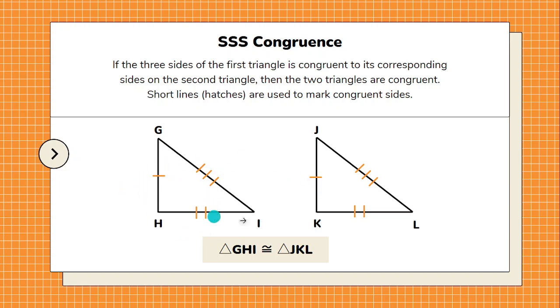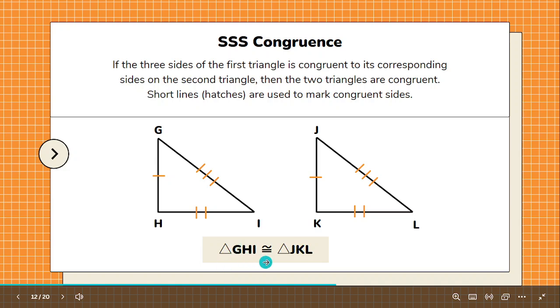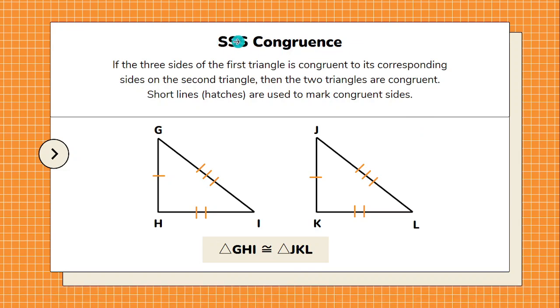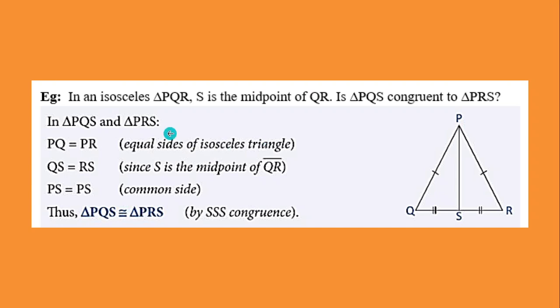Here also, here two. It means this is the second side which is congruent, and here these are the third side which are congruent. So for triangle GHI, all the three sides are congruent to triangle JKL. Right? So we can say that triangle GHI is congruent to triangle JKL. How? By SSS congruence. It means all the three sides are equal. Now next example.